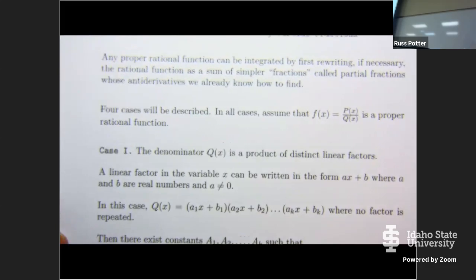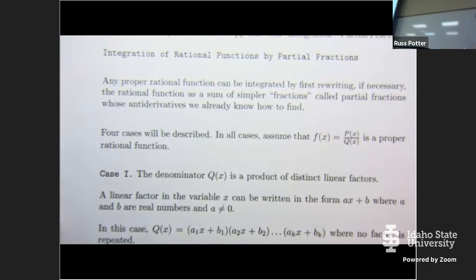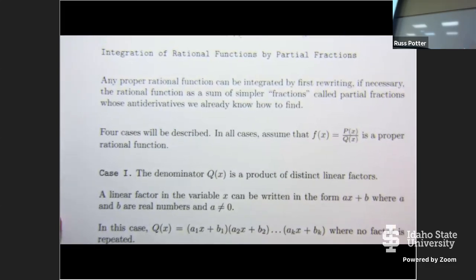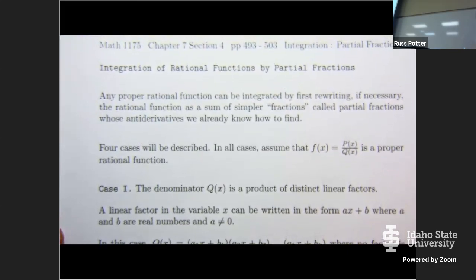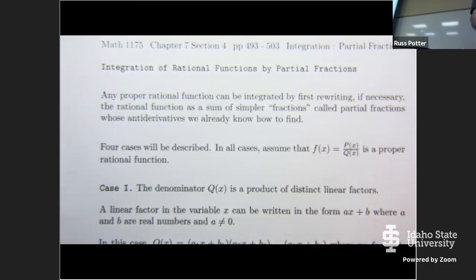Okay, integration of rational functions by partial fractions. Here's a statement to keep in mind. Any proper rational function can be integrated by first rewriting, if necessary, the rational function as a sum of simpler fractions called partial fractions, whose antiderivatives we already know how to find.